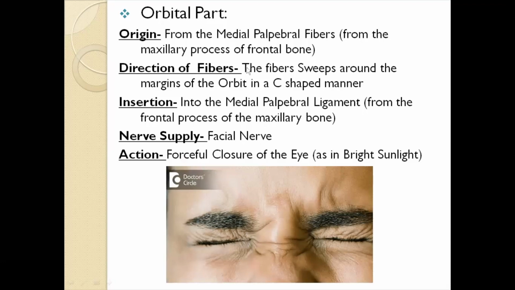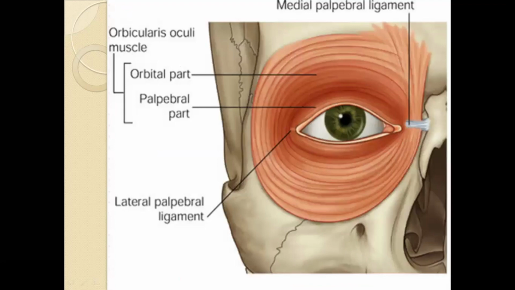The orbital part originates from the medial palpebral fibers, which is from the maxillary process of the frontal bone. The fibers sweep around the margins of the eye in a C-shaped manner and insert into the medial palpebral ligament from the frontal process of the maxillary bone. Okay, this might be quite confusing for the first years out there, so let me clear it up for you.